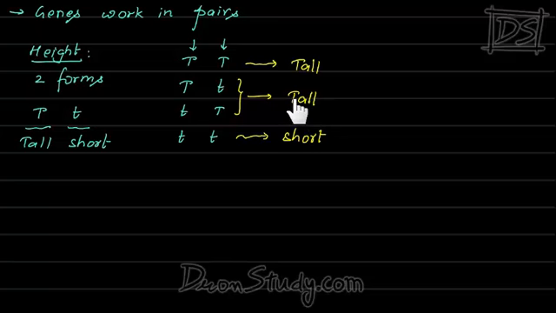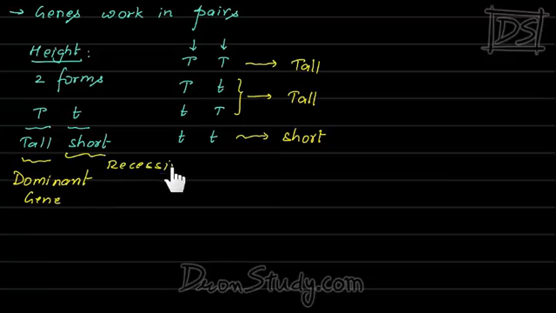See, what happens is, there are two categories of genes. So we have capital T and small t. Out of these two forms, one would be the dominant gene, and the other form is the recessive gene. So here, the tall one is the dominant gene and the short one is the recessive gene. So, if both the genes are found in an organism, the properties of the dominant gene will be visible. This is why it is called dominant. The properties of the dominant gene will be visible.